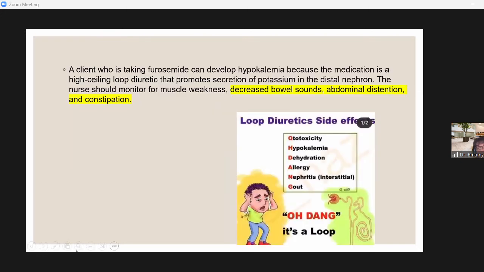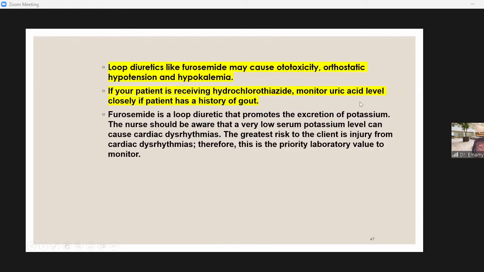For hydrochlorothiazide and other thiazides, hydrochlorothiazide also causes hypokalemia. Also, hydrochlorothiazide may cause hyperuricemia. For hydrochlorothiazide or other thiazide diuretics, you need to monitor also uric acid level. If patient has history of gout, don't give them hydrochlorothiazide and other thiazides.